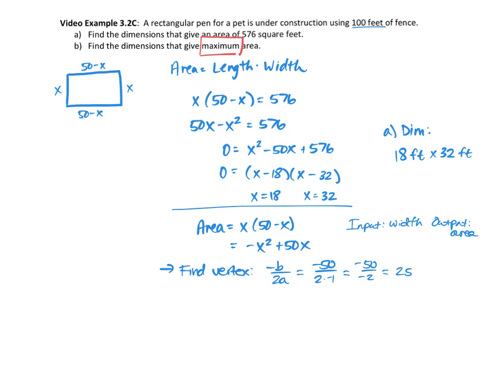So the 25 is what we're interested in. This would be 25 feet. So if the width is 25, 50 minus 25, the length is also 25 feet. So we maximize the area if it's 25 feet by 25 feet. The maximum area is when it's actually a square. So when you're given an area, you want to set your length times width equal to the given area and solve for x. Anytime you want to do a maximum, that's when we want to use our vertex formula from the last section.